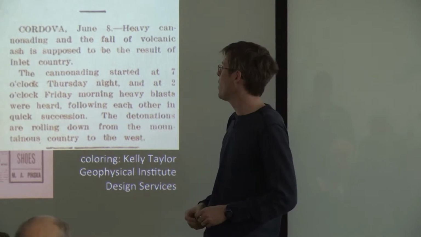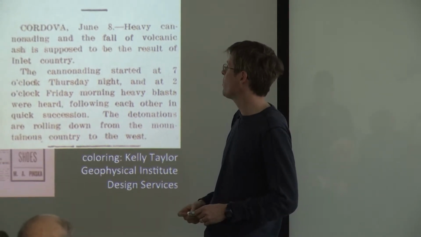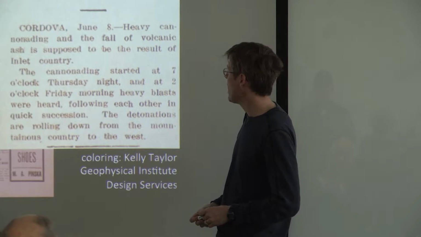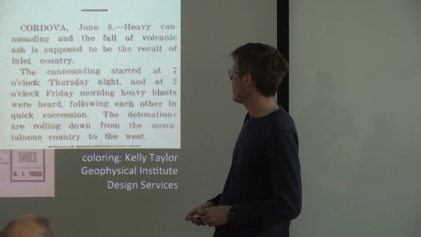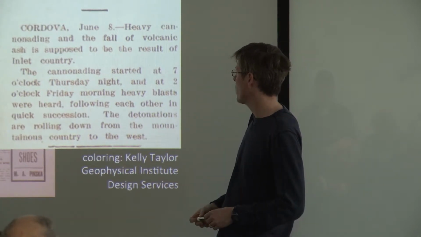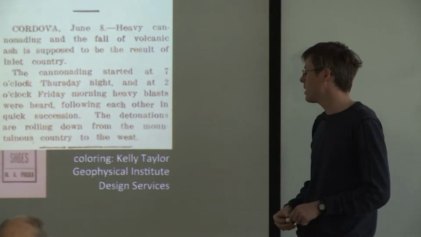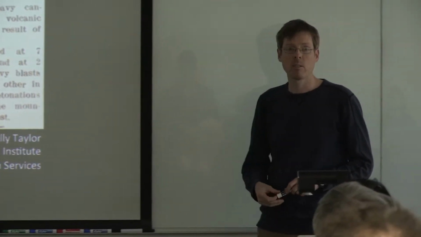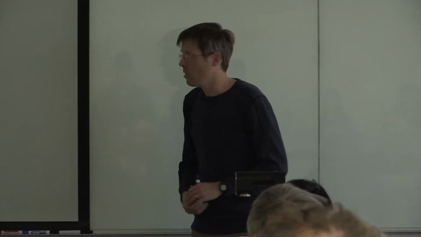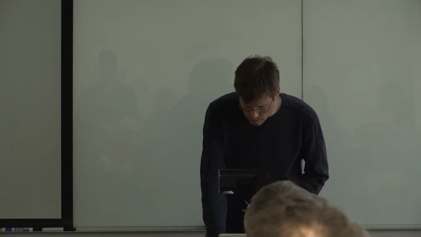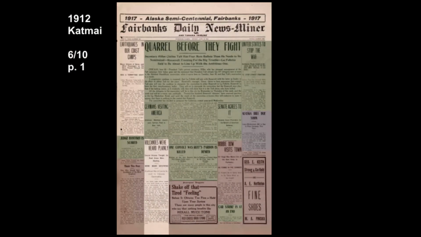Heavy cannonading and the fall of volcanic ash is supposed to be the result of inlet country. The cannonading started at 7 o'clock, and at 2 o'clock, heavy blasts were heard following each other. The detonations are rolling down from the mountainous country to the west. So that's the story as they have it here on the 8th coming in from Cordova. We'll just go through this here.